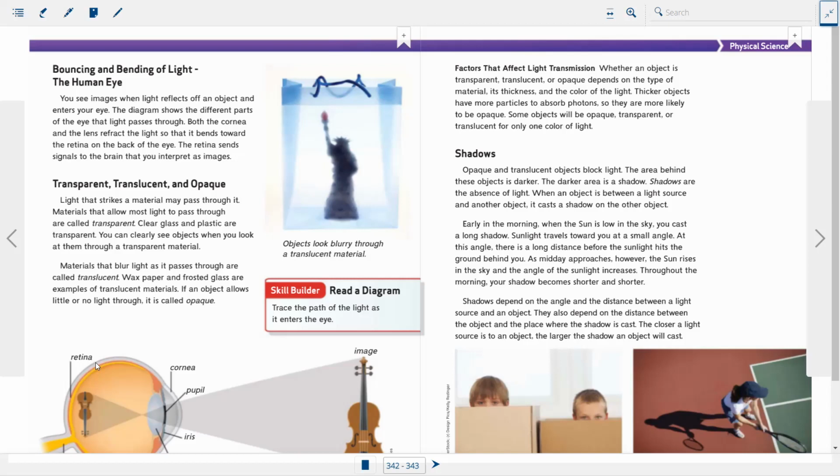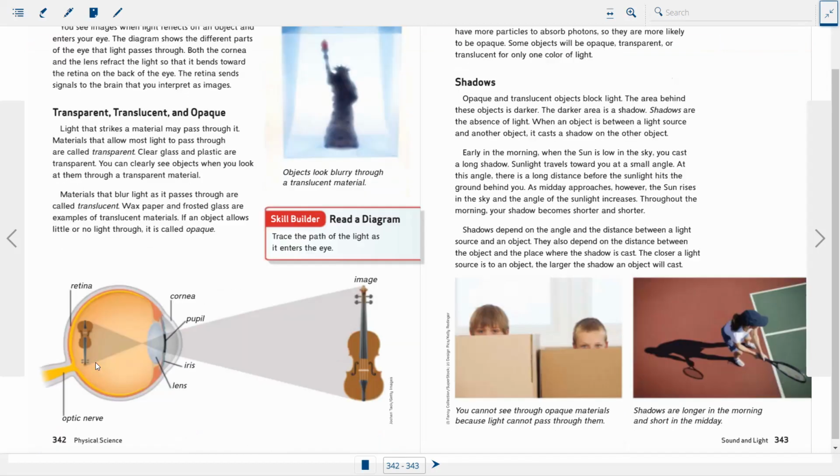Shadows depend on the angle and the distance between the light source and the object. They also depend on the distance between the object and the place where the shadow is cast. The closer a light source is to an object, the larger the shadow an object will cast.